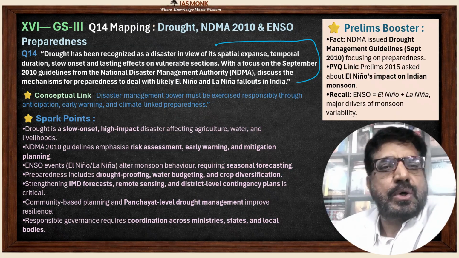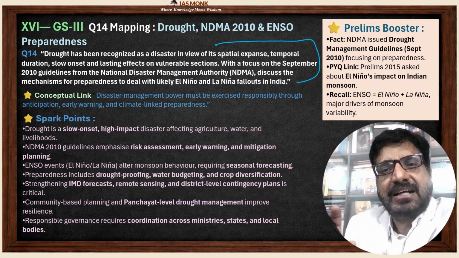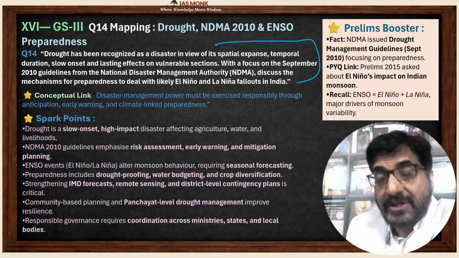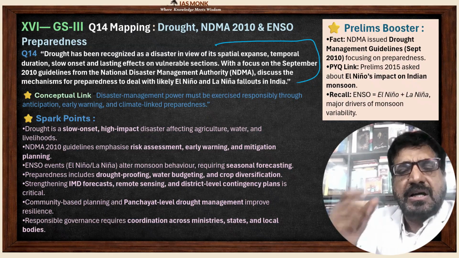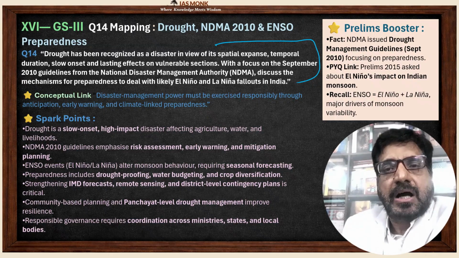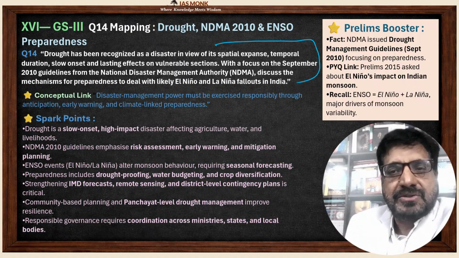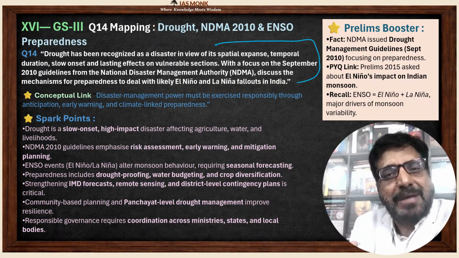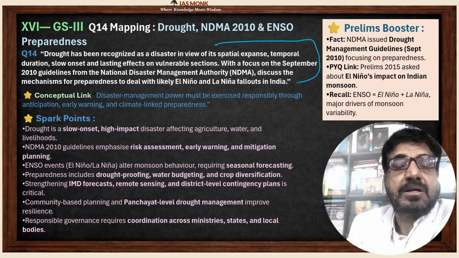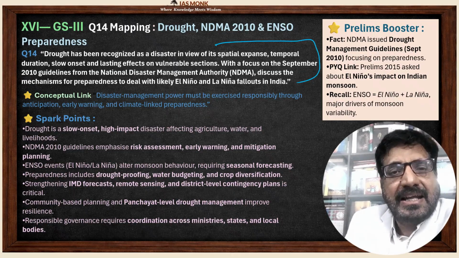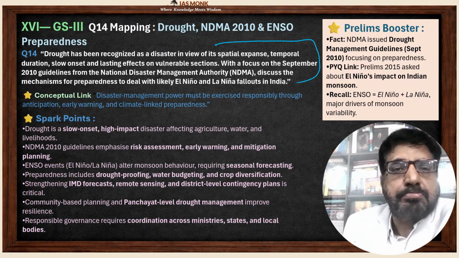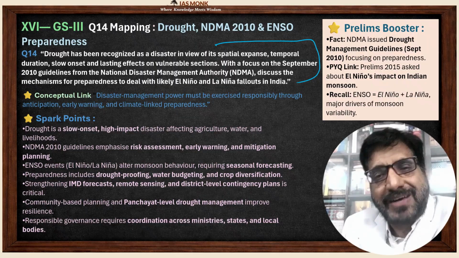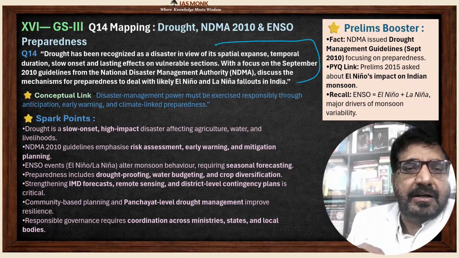These are Spanish words. Drought is a slow onset disaster with wide spatial impact, long duration and severe effects on vulnerable communities. NDMA's 2010 guidelines recognize that responsible disaster management power must shift from relief to preparedness. Prevention is better than cure, we say, right? So they emphasize early warning systems, vulnerability mapping, water resource planning, and district level drought mitigation strategies. ENSO events like El Nino causing monsoon weakening and La Nina enhancing rainfall require India to integrate seasonal climate forecasting into planning. IMD's improved modeling, remote sensing, and agro-meteorological advisories help anticipate rainfall deficits.